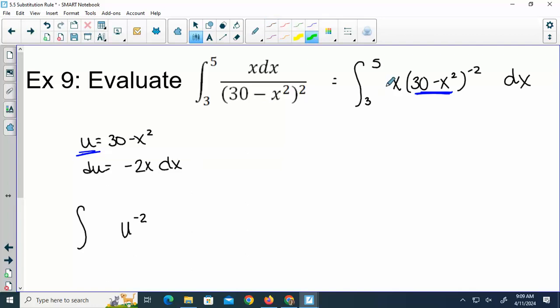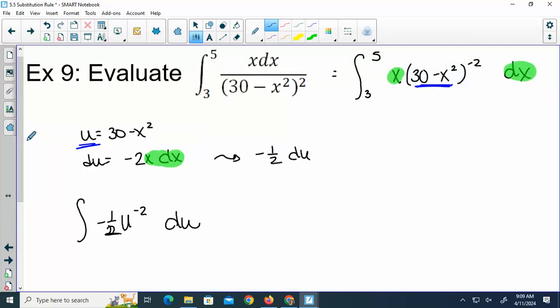We have an x and a dx. If I just want those, what do we have to do? Negative 1/2 du would take the place of the x and the dx. So we get negative 1/2 u to the negative 2 du.